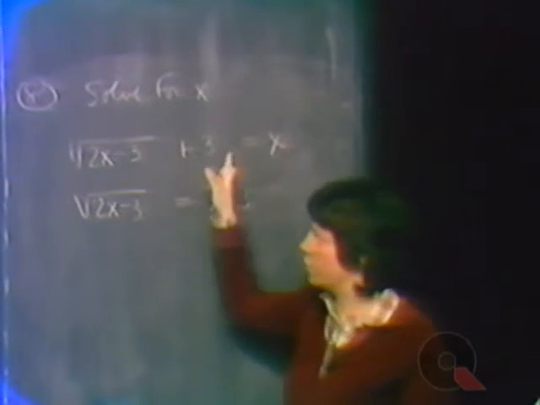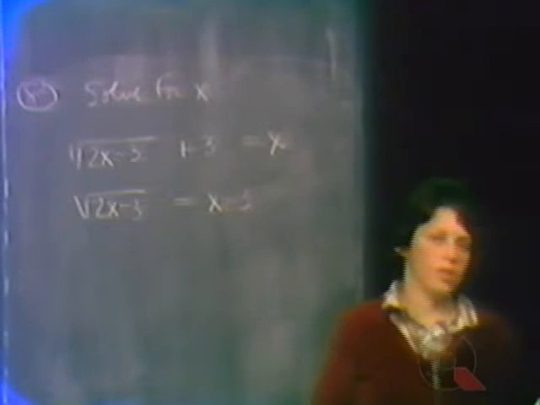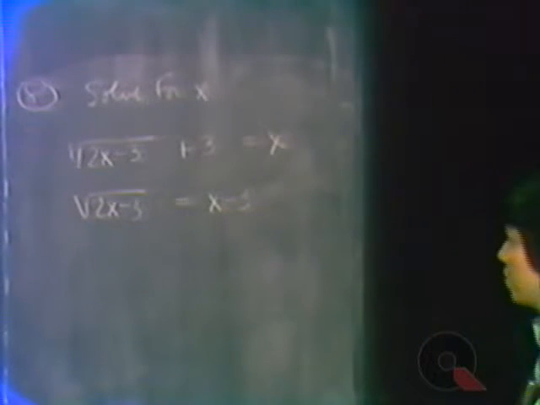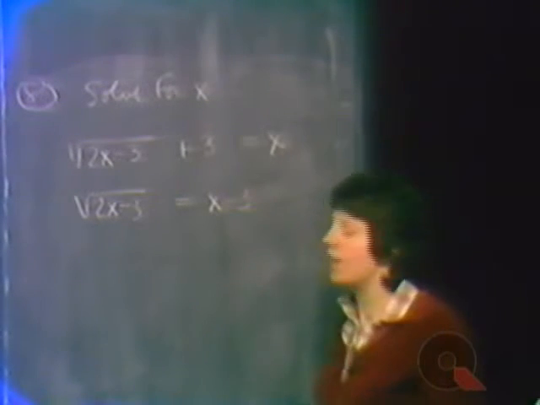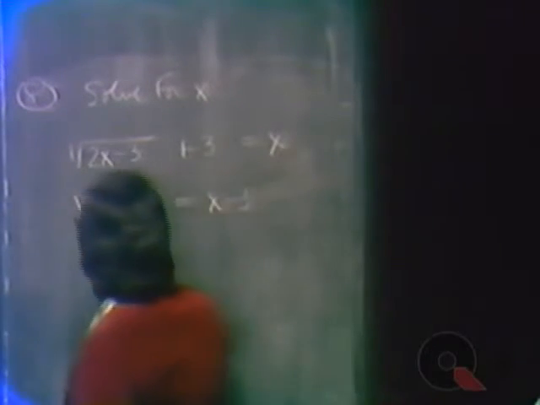If you square both sides in the original form, you will still get a radical. You have to square again after isolating it. So the easiest thing is just to isolate the radical first. You subtract the 3 from both sides. Now square both sides.